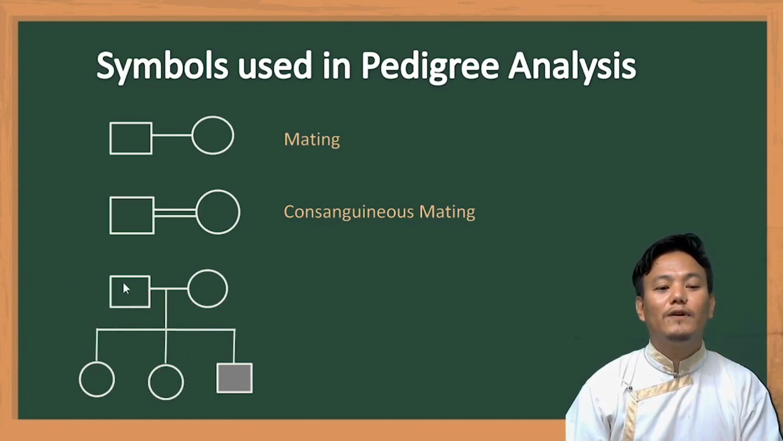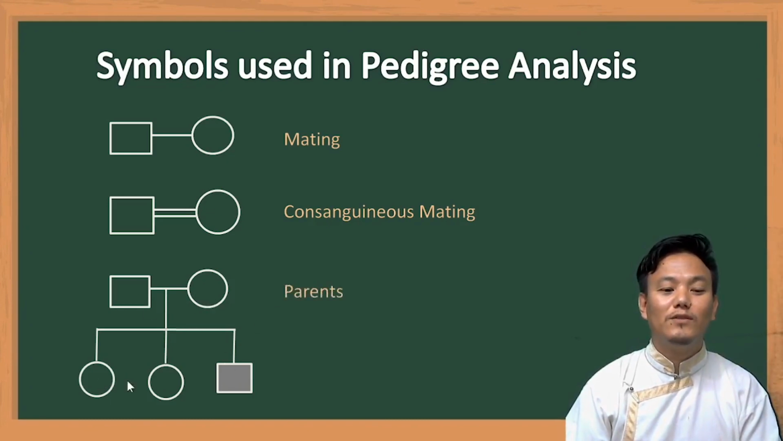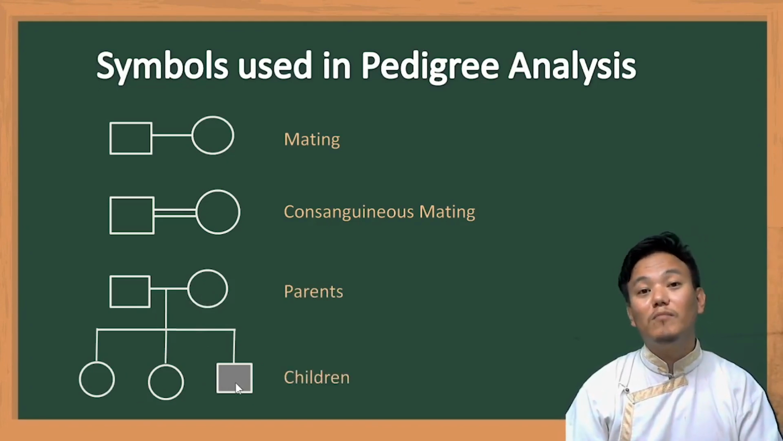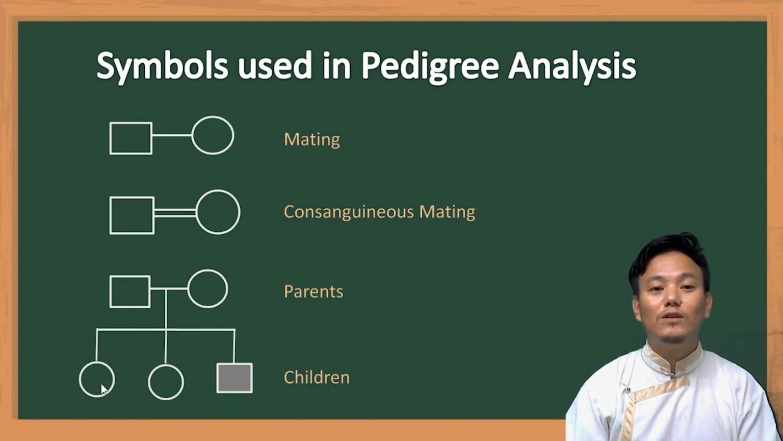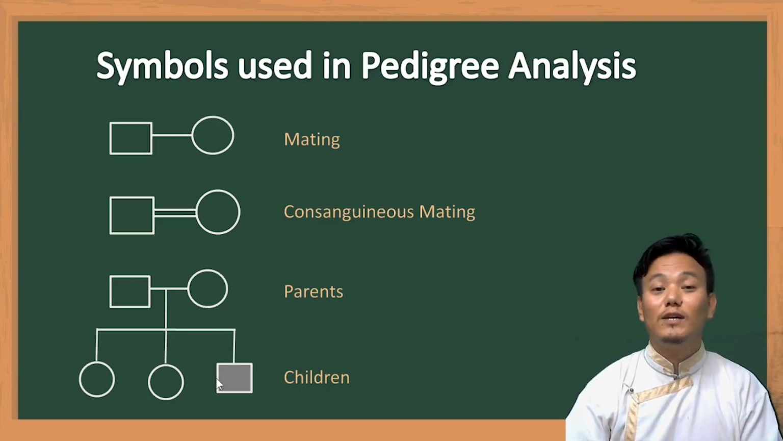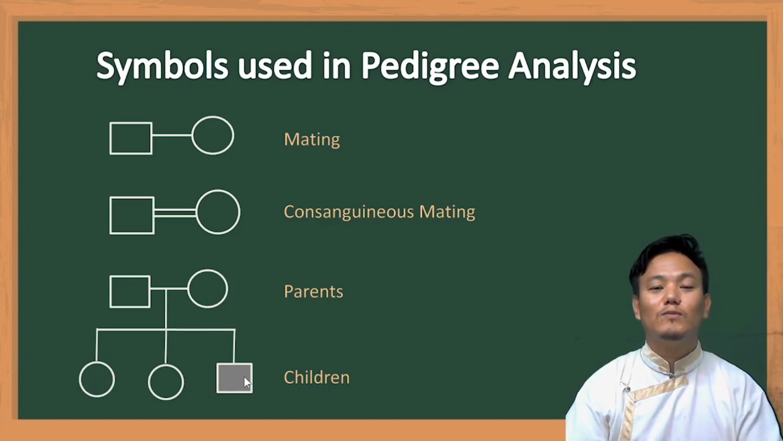Now we have a male and a female who are biological mates, and this line is connected to three individuals just a step below them. These three individuals represent their children. So these two are parents, and the three individuals just below them are their children. The important thing to remember here is the order in which the children are written from left to right. They should be written according to their age, or the year in which they were born. The eldest should be to the left and the youngest should be to the right.